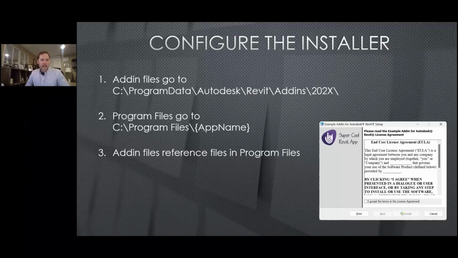When we do that, we need an add-in file, which is basically a text file, and that's going to make its way out to Program Data, Autodesk, Revit add-ins, and then the version of Revit that you're using.